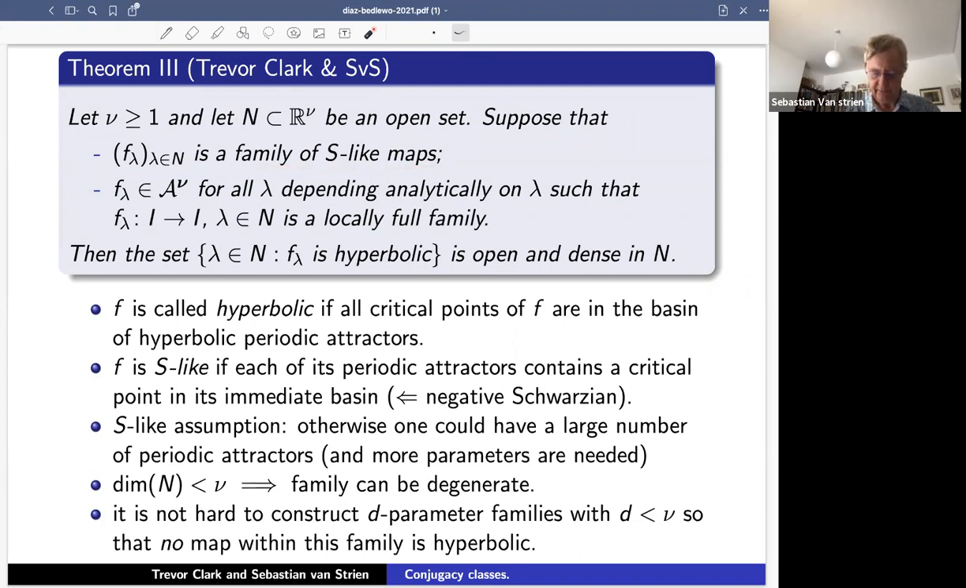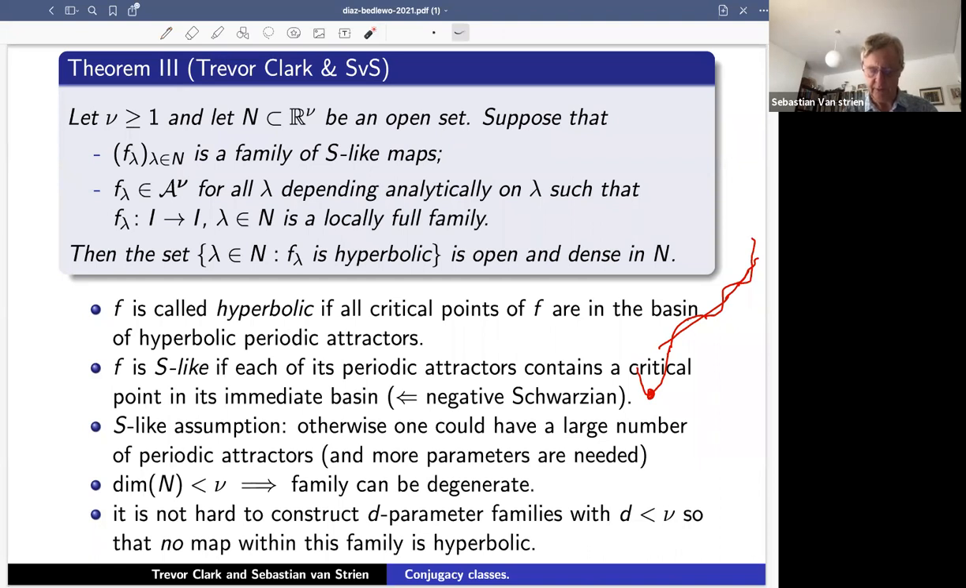what that means is that, well, if you want, you can assume that the maps have negative Schwarzian, or maybe that every periodic attractor has a critical point in its basin. So what you do not want is something like this, where you have lots of periodic attractors here, and then maybe here's a critical point, and all these periodic attractors have nothing to do, at least not directly, with this critical point. That's what you want to rule out, and I'll explain in a moment why you want to rule that out. So that's the first assumption.